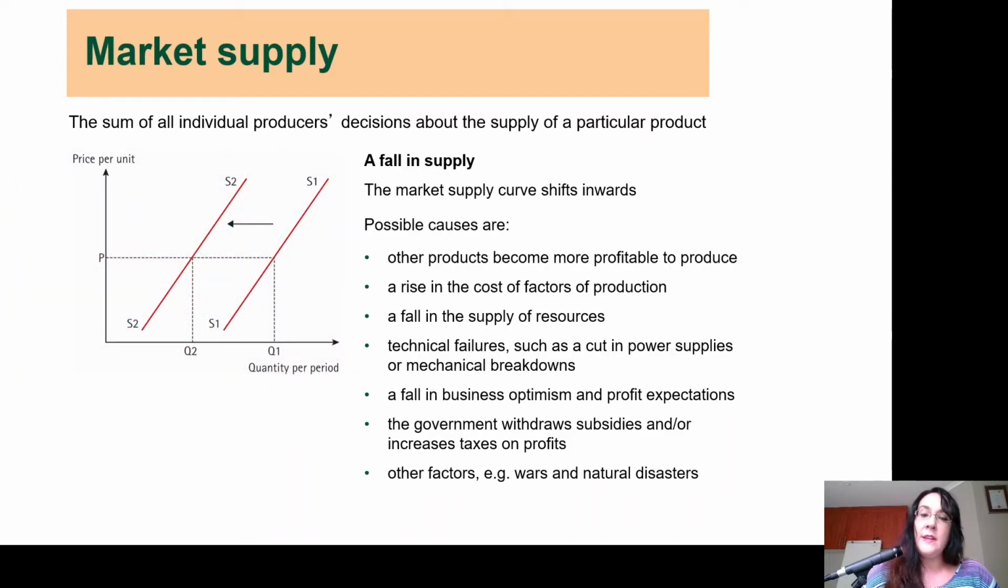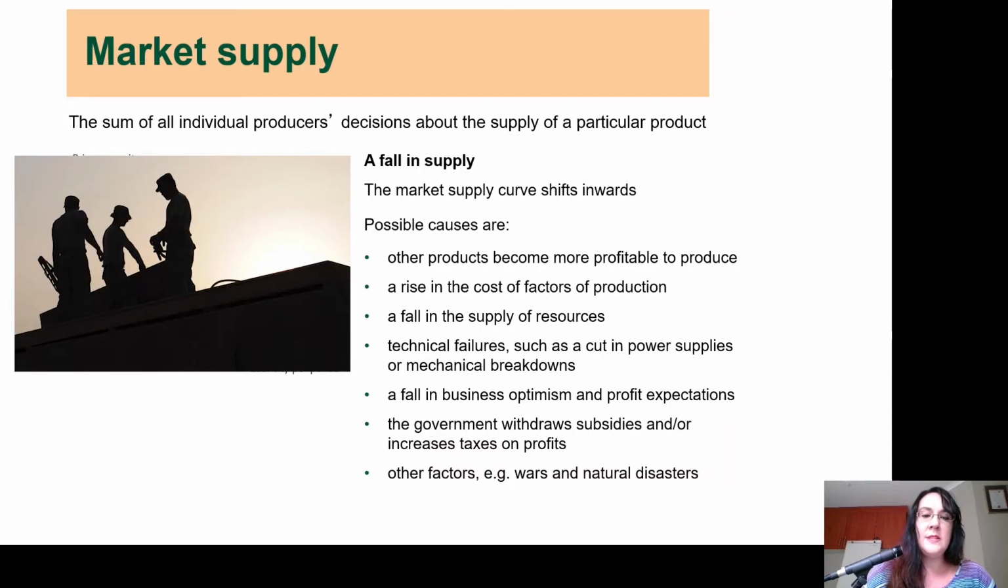And then factor number 2, a rise in the cost of factors of production. So now my factors of production are more expensive, my labor costs increase, my workers want a higher wage. Now my cost to my company is increasing, and it is limiting me in terms of increasing my supply. Now I'm going to decrease my supply because it's more costly for me to provide these goods or services.